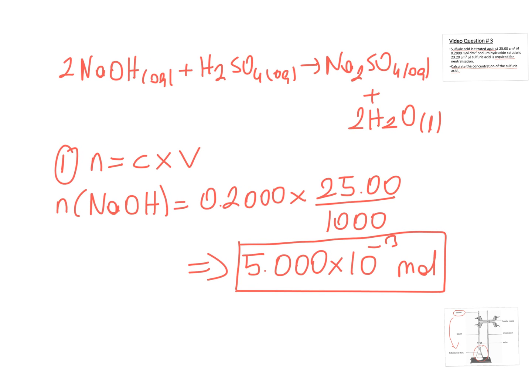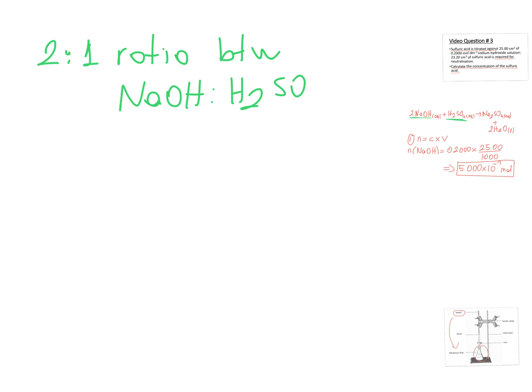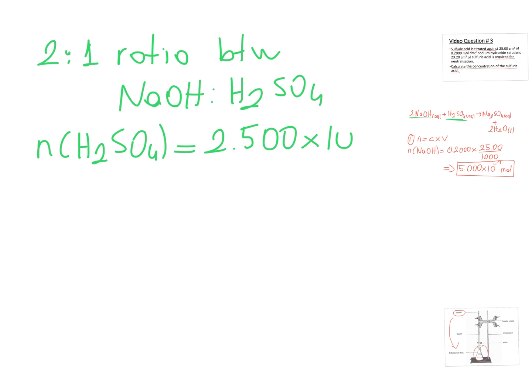And let's look at the equation first. As you can see, we have a 2 to 1 ratio between sodium hydroxide and sulfuric acid solution. So the amount of sulfuric acid is equal to 2.500 × 10^-3 mole because of that ratio.